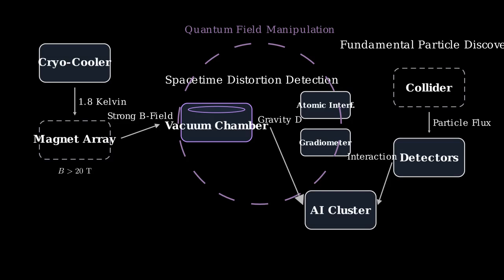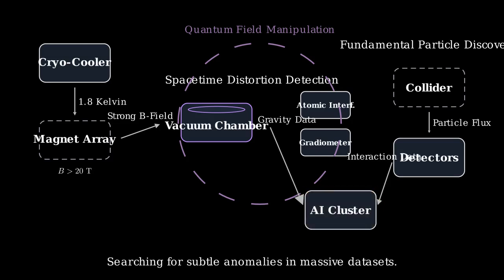Simultaneously, we look to high-energy physics. Particle colliders and advanced detectors search for new fundamental particles or interactions that might bridge the gap between quantum mechanics and general relativity through intense particle flux. All this information flows into an AI computing cluster. These systems are designed to process massive data sets from both the gravity experiments and the particle detectors, searching for subtle anomalies or patterns that a human researcher might overlook during the noise of an experiment.